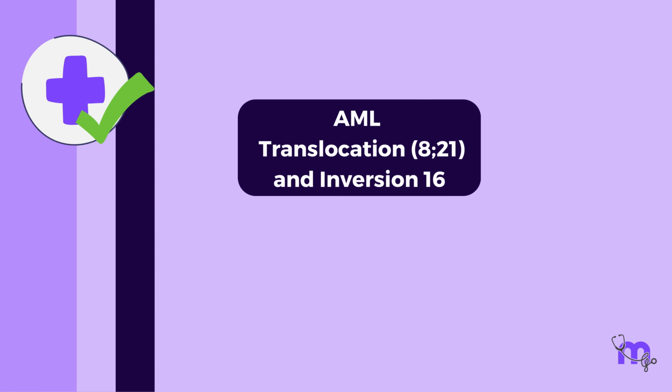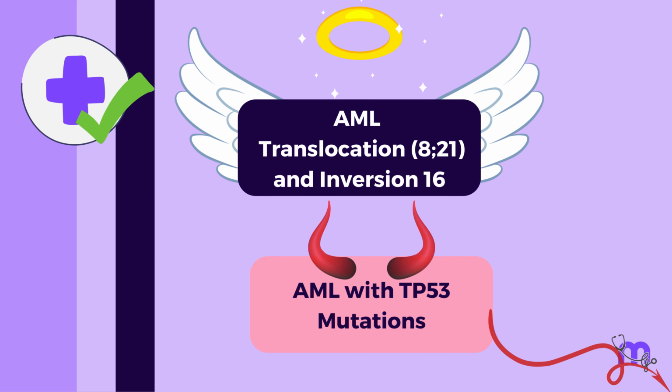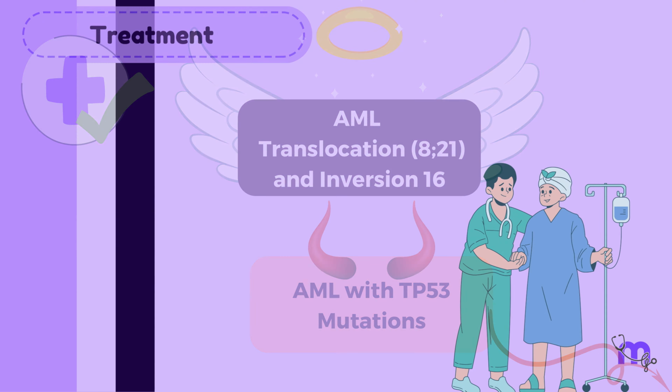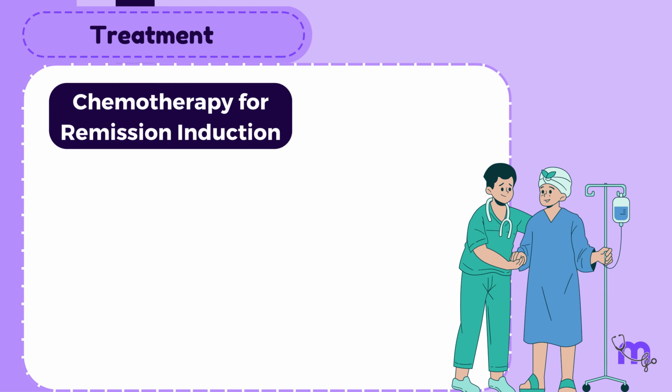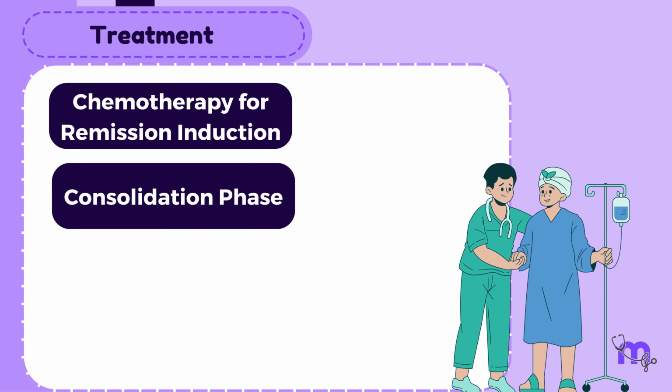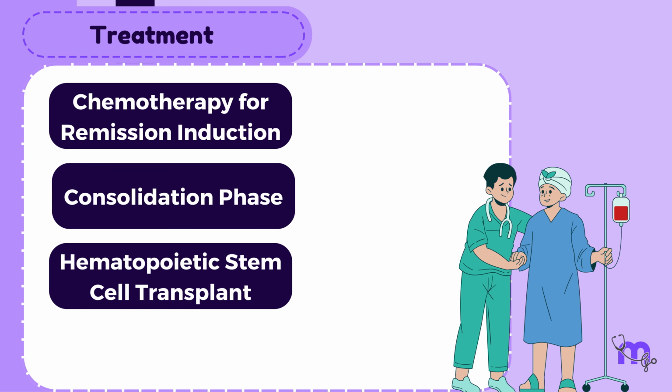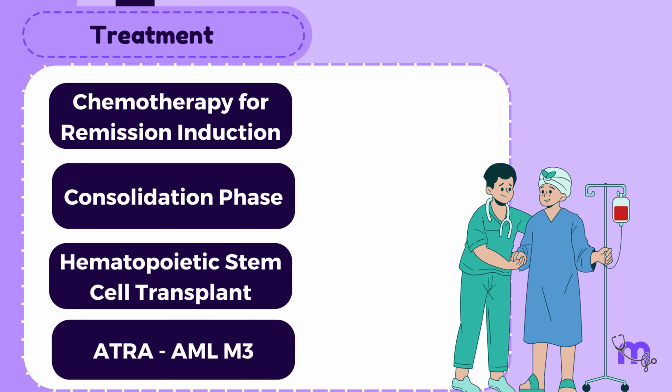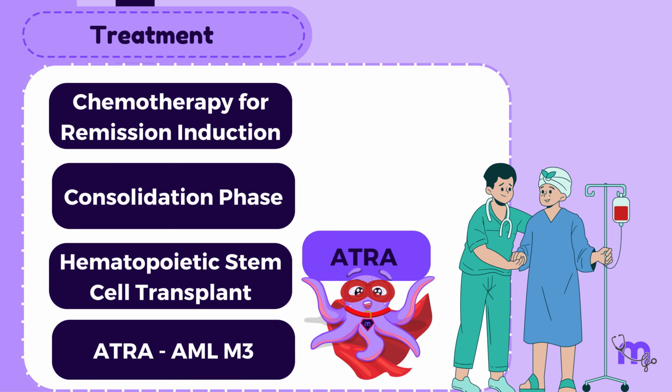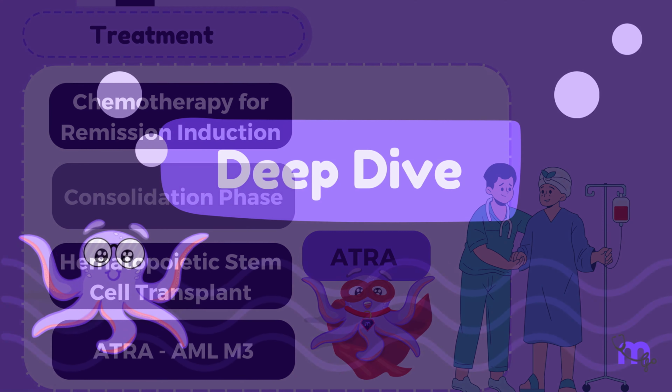Prognosis depends on the type of AML and associated genetic alterations. AML associated with translocation 8;21 and inversion 16 have better prognosis than AML with TP53 mutations. Treatment includes chemotherapy for remission induction, followed by consolidation phase. Hematopoietic stem cell transplant is curative. ATRA is the superhero to the rescue of AML M3.